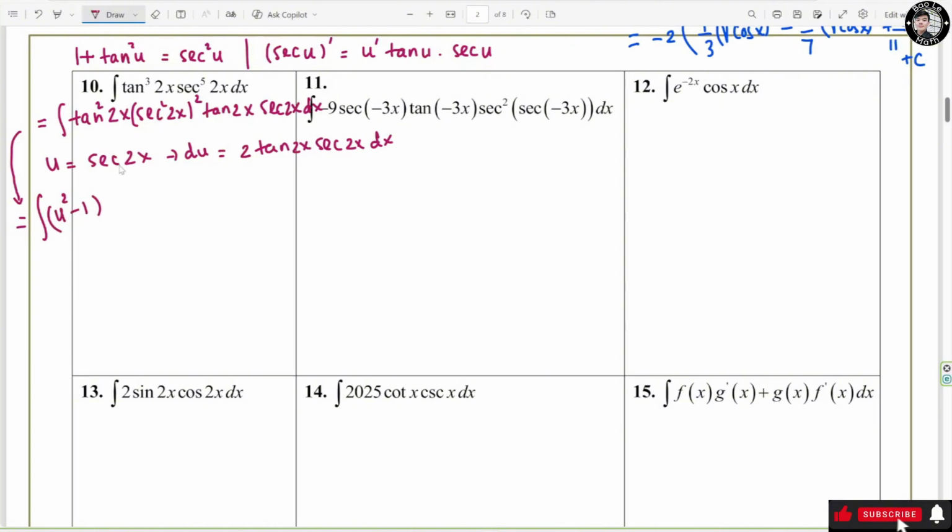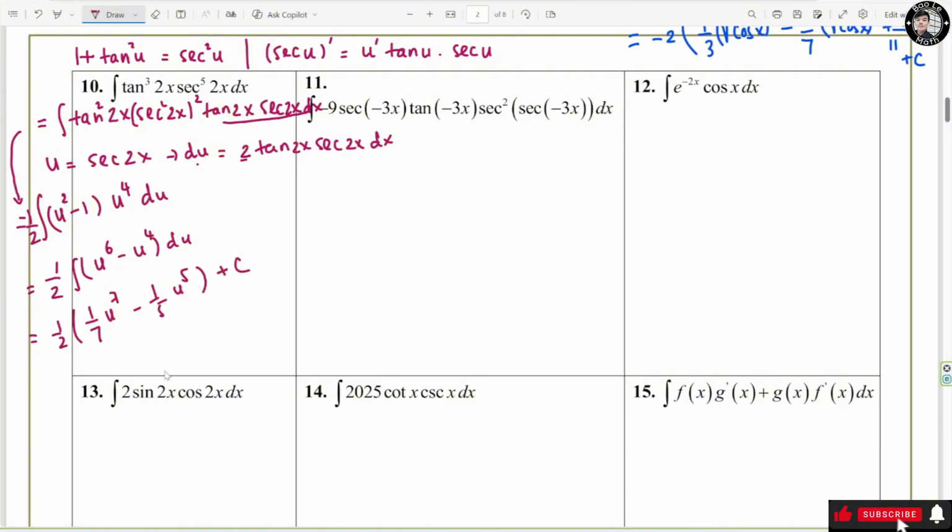Times, and let u equal secant 2s, so this guy becomes u to the 4, right? And then this guy right here is actually du divided by 2, so I have du over here, and it's going to be 1/2 right here, right? Now I just distribute this one, so it's going to be 1/2 antiderivative of u to the 6 minus u to the 4 du, right? And then it's going to be 1/2 times 1 over 7 u to the 7, minus 1 over 5 u to the 5th, right?